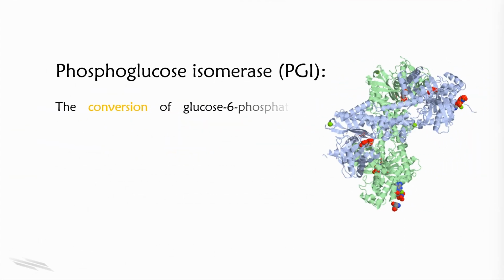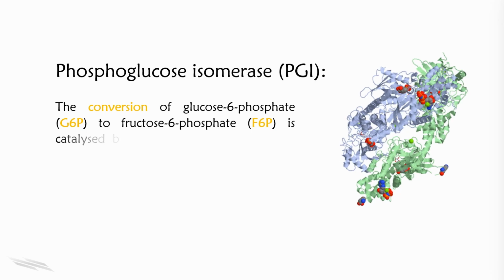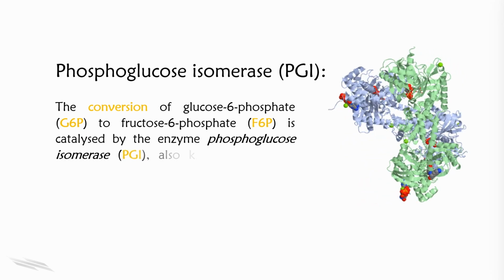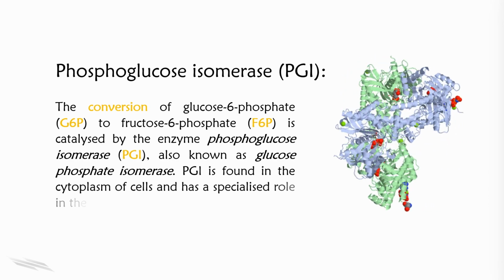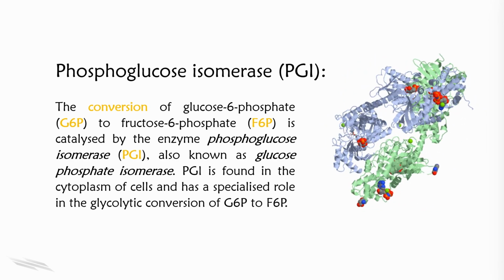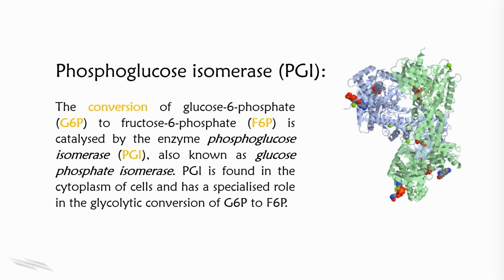Phosphoglucose isomerase. The conversion of glucose 6-phosphate to fructose 6-phosphate is catalyzed by the enzyme phosphoglucose isomerase, also known as glucose phosphate isomerase. PGI is found in the cytoplasm of cells and has a specialized role in the glycolytic conversion of G6P to F6P.